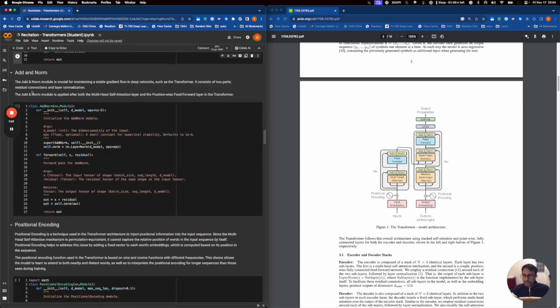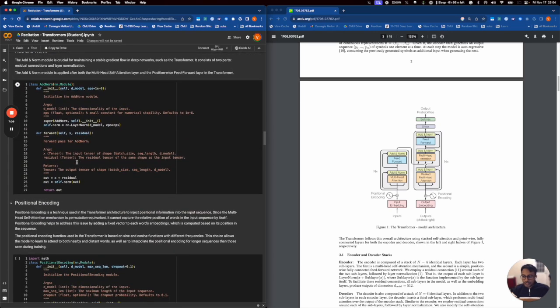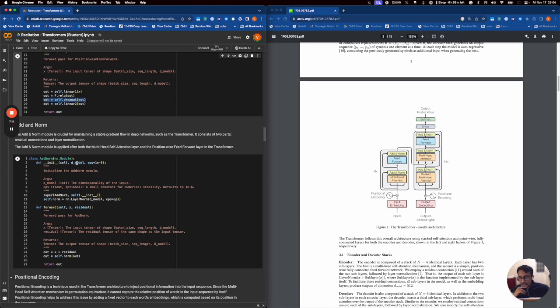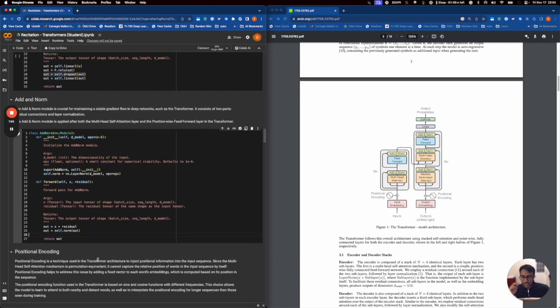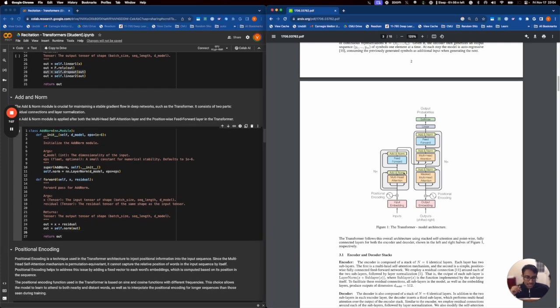The add and norm is to maintain stable gradient flow. You have residual connections and you have layer normalization. So you have one layer norm layer, and then in the forward, you're getting a residual. You're adding the residual to the input x, and then you're doing a layer norm. This is also kind of straightforward, and that's what you see here in the add and norm modules.